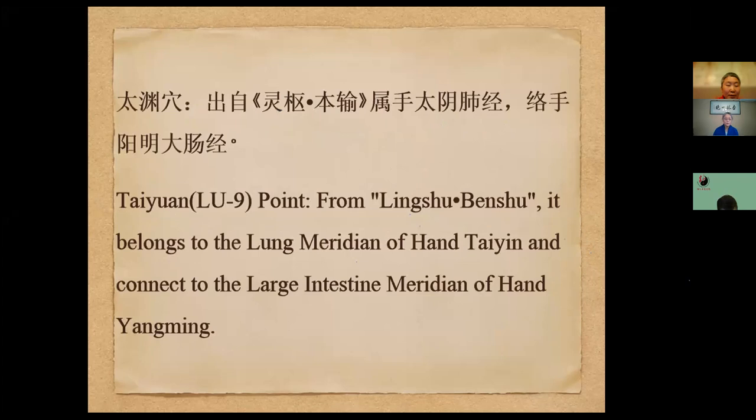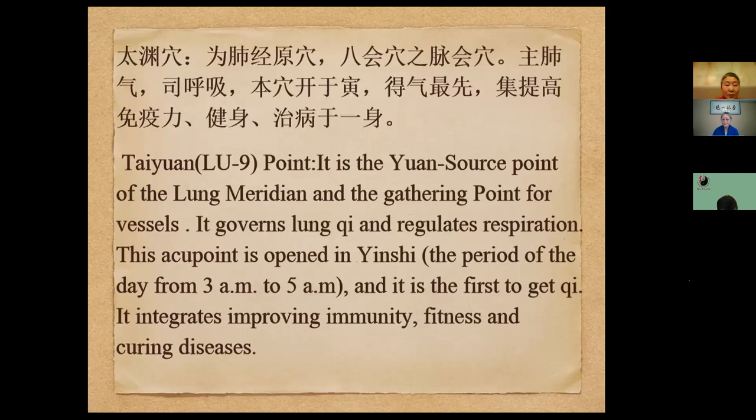And now we come to the Taiyuan point. From the Ling Shu Ben Shu, it belongs to the lung meridian of hand Tai Yin and connects to the large intestine meridian of hand Yang Ming. Taiyuan is the Yuan source point of the lung meridian and the gathering point for vessels. It governs lung qi and regulates respiration. This acupoint opens at Yin Shi, the period from 3 a.m. to 5 a.m., and it is the first to get the qi. It integrates improving immunity, fitness, and curing diseases.